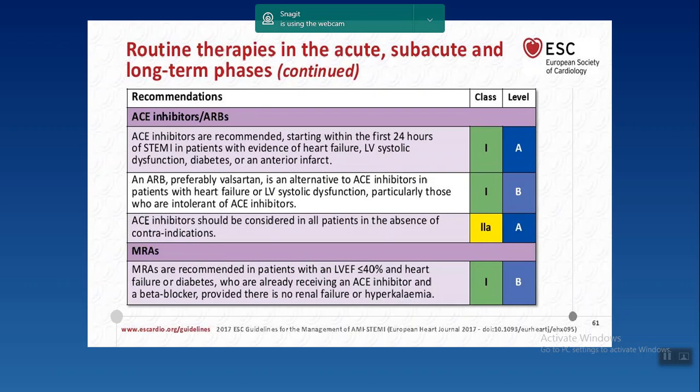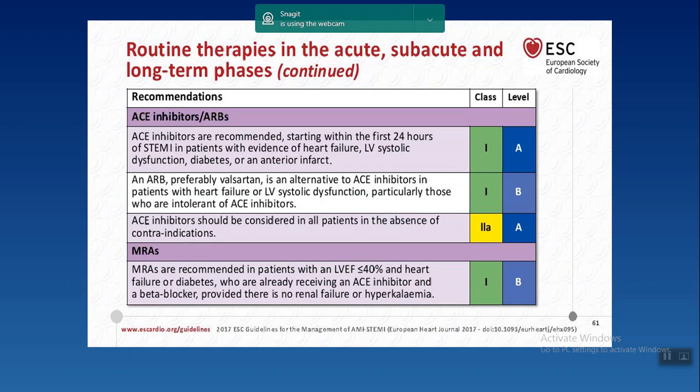ACE inhibitors or ARBs should be initiated within the first 24 hours after acute STEMI. In patients with evidence of heart failure, LV systolic dysfunction, diabetes, or anterior infarction, ARBs, preferably valsartan, are an alternative to ACE inhibitors, particularly in those patients who are intolerant to ACE inhibitors. However, it's a class 2A level of evidence A to prescribe ACE inhibitors for all patients in absence of contraindications.